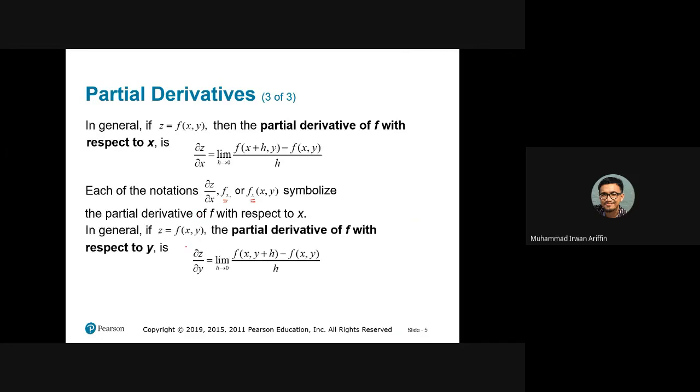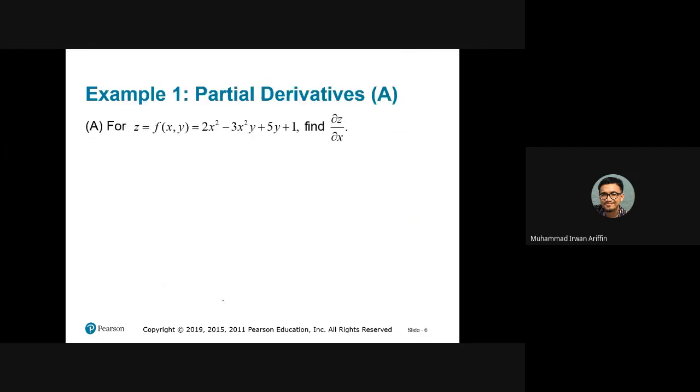In general, the partial derivative with regard to y is the same. We put f sub y, which symbolizes the partial derivative of the function with respect to y. So let's have a look at this example 1.